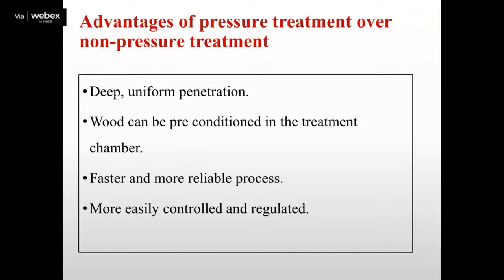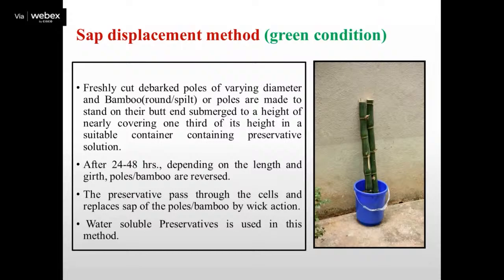So sap displacement is one of the important methods for treating green timbers or green bamboos. Freshly cut debarked poles of varying diameters of bamboo or poles, which may be round or split, are made to stand on their butt ends, submerged to nearly one third of their height in a suitable container containing the preservative solution. After 24 to 48 hours, depending on the length and girth of the poles or bamboo, they have to be reversed. The preservative passes through the cells and replaces the sap of the poles or bamboo by the weak action method. Water-soluble preservatives are used in this method.